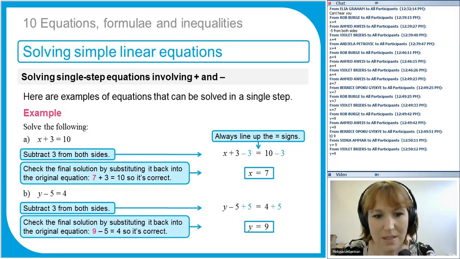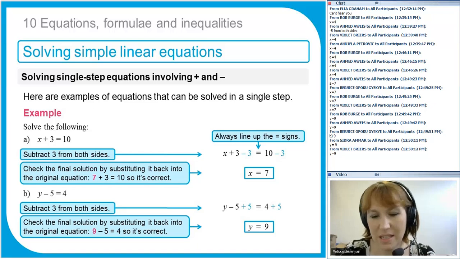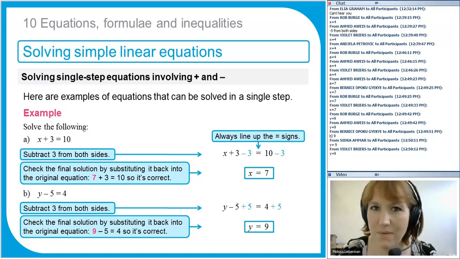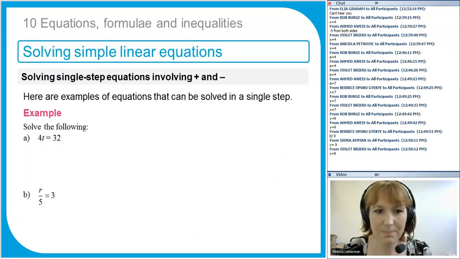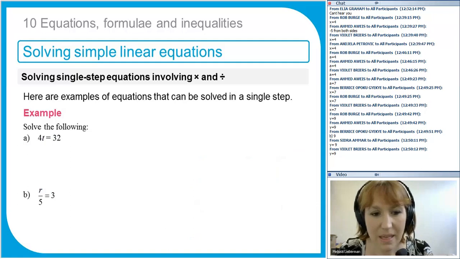Check that your answer is true by substituting it back into the original equation. 9 take away 5 is 4. So that's right. Okay, so ones with pluses and minuses, that's how we deal with them. Sometimes they've got multiplication and division in them. So here's a few, one with a multiplication in it. Remember, 4t just means 4 multiplied by t, 4 times t. And part B, r divided by 5 is 3.